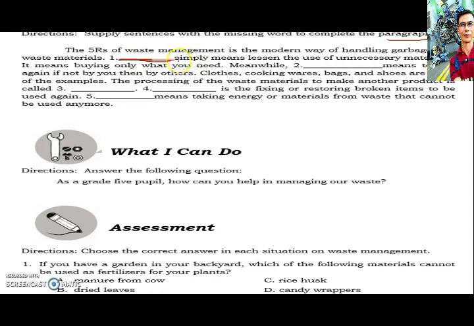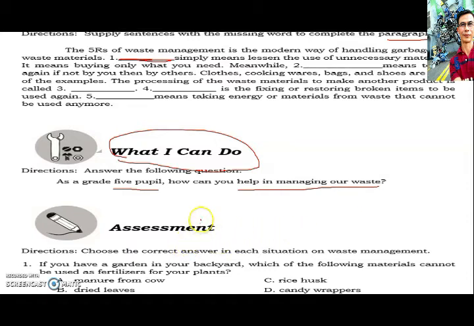So that's the clue. And then what I can do for this process, it is said, as a grade 5 pupil, how can you help in managing our waste? Ano daw pwede mong gawin bata ka pa, pero you can still help to minimize your waste para makatulong. First, at home, and then outside your houses, yung community.